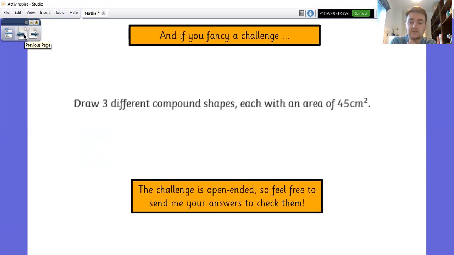What the answers do is they tell you what sums you are using to calculate the area. So that will give you an idea of where to draw the line that splits them into the rectangles. For the challenge, there isn't an answer because there are quite a lot of different answers. So please feel free to send them over to me and I can have a look at them.